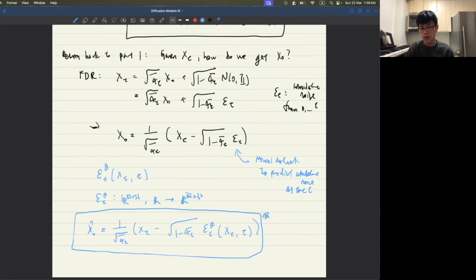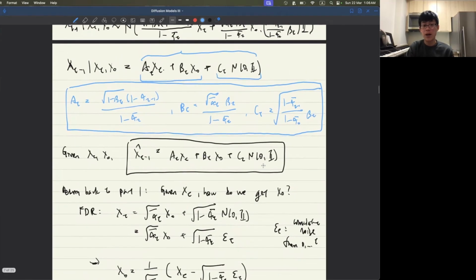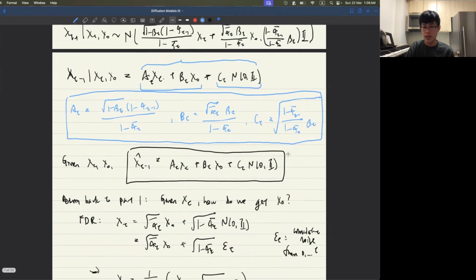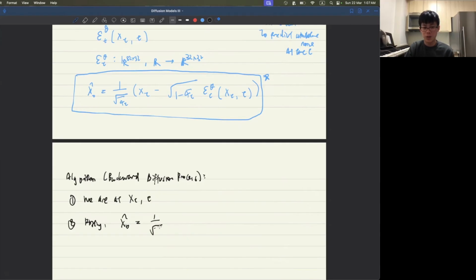So we have solved part 1 of the problem using a neural network, and we have solved part 2 of the problem just now using some heavy math. Both are great. And so how do we combine these two together? Our algorithm for the backward diffusion process will be something like this. We are at xt, so we know the time t as well. So firstly, with our neural network, we can get our x0 hat, which is equal to that formula above.